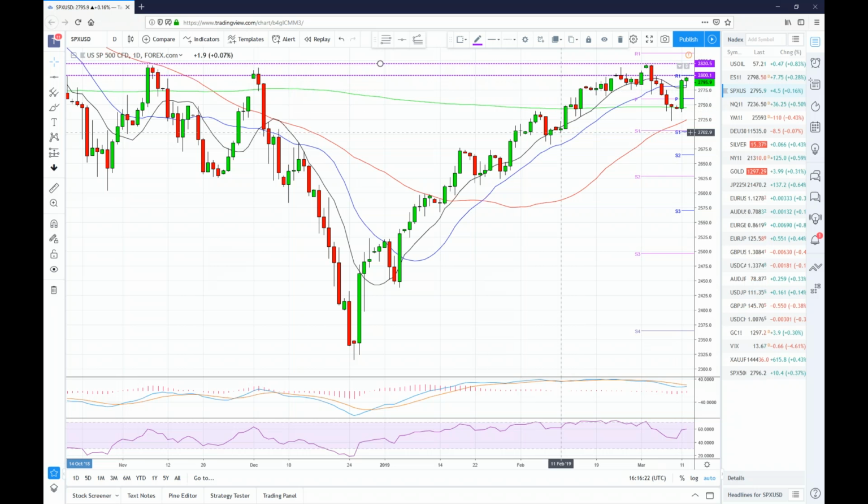Well, the pullback that we got took us way beyond our moving average buy zone. It was a deep pullback, which took us almost back to the 50-period moving average here. And now price is trying to rally again. Bullish candle here, small indecisive candle next, and then a strong bullish candle.